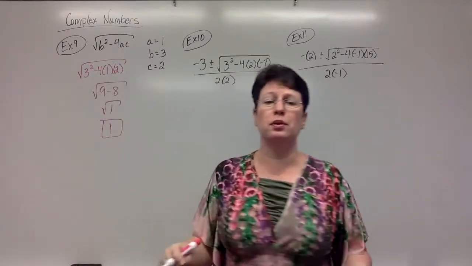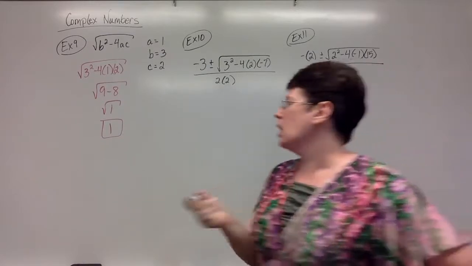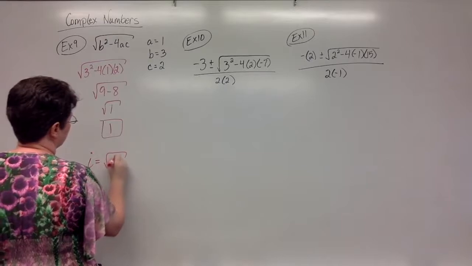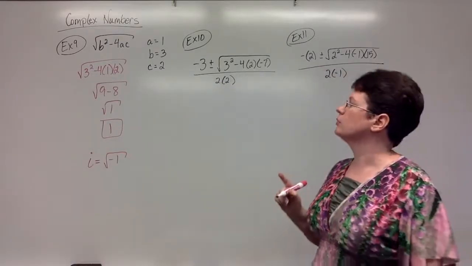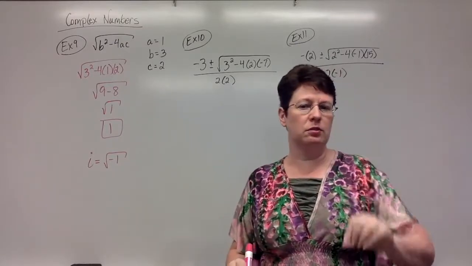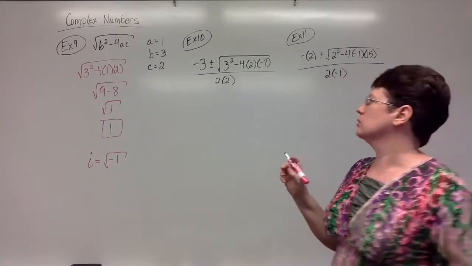But there are students who will put an I there. What does I equal? I, remember, is the square root of -1. Not +1, -1. Okay, so example 10 and 11 are probably looking really familiar to you. Remember, we're going to start with the stuff under the radical.